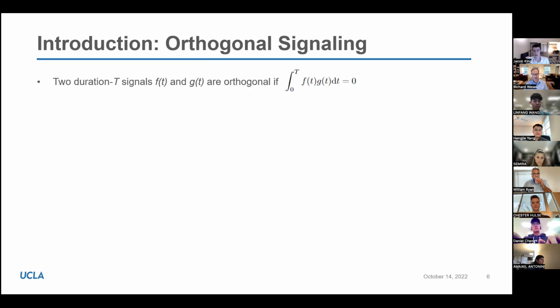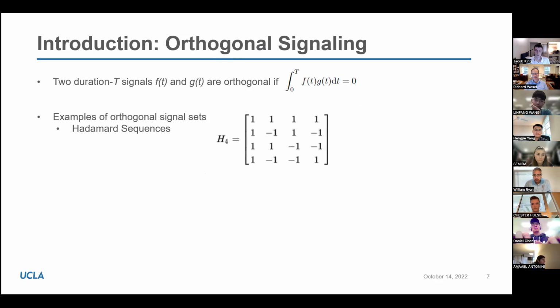Two duration T signals, f of t and g of t, are said to be orthogonal if the integral of their product over the full duration is 0. One example of an orthogonal signal set are Hadamard sequences. Each row of the Hadamard matrix, seen here on the right, corresponds to one of the signals in the signal set. Notice that any two rows of the matrix are orthogonal to each other.